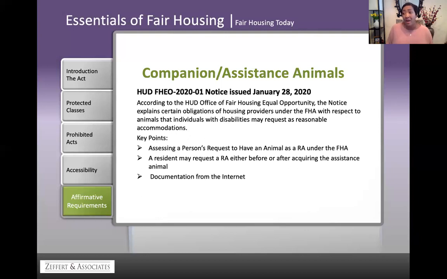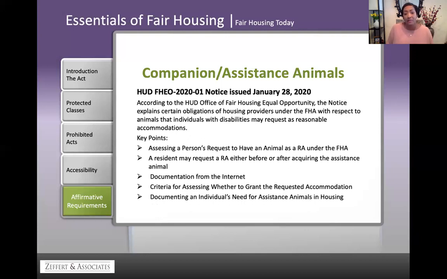Now, this notice came out of an abundance of concern from housing providers to HUD with regards to companion animals or emotional support animals, because as those of you in the industry know, it's unfortunate when the good people get rolled into the ball of those that do not make the best decisions. For every rule out there, there's always somebody trying to tweak the rule to make it work for them and how they want it to work.